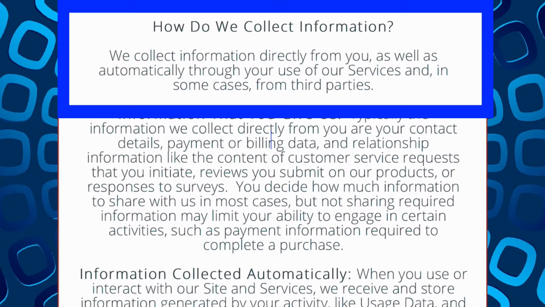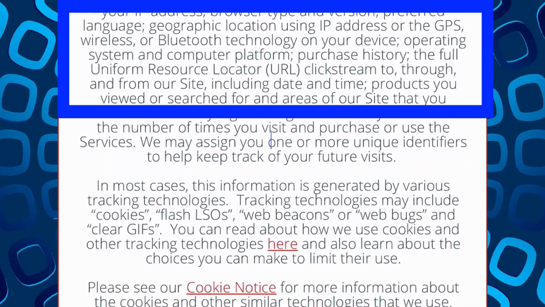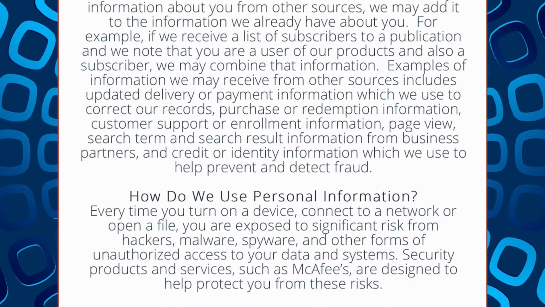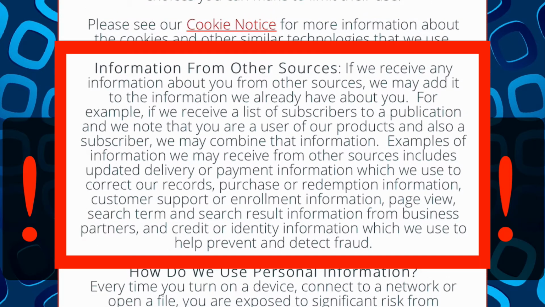So how do we collect this information? They say there's information you give us, and information collected automatically, and this includes cookies, and also information from other sources. So if we receive information from other sources, we may add it to the information we already have about you. For example, if we receive a list of subscribers to a publication and we note you're a user of our product and also a subscriber, we may combine that information.